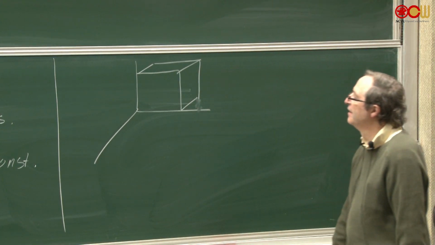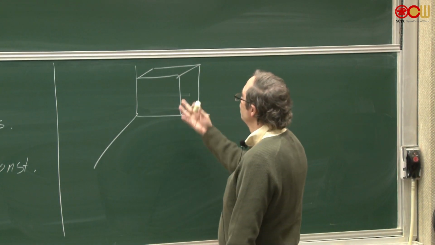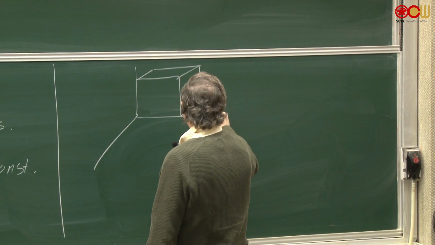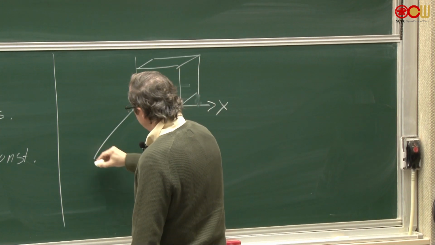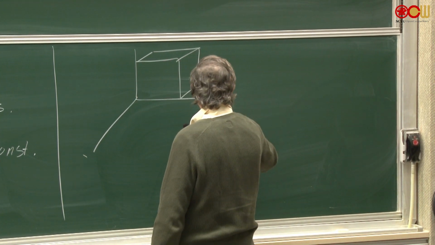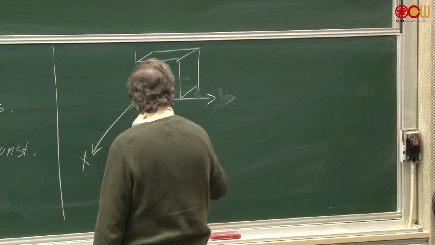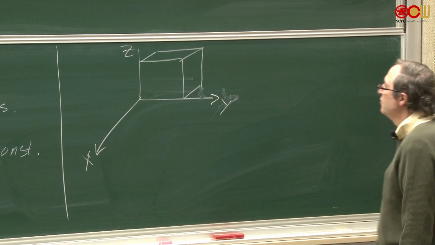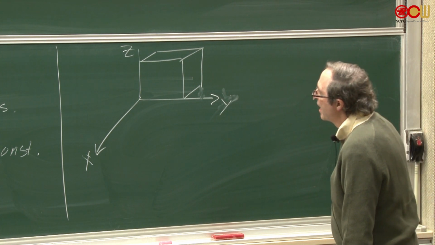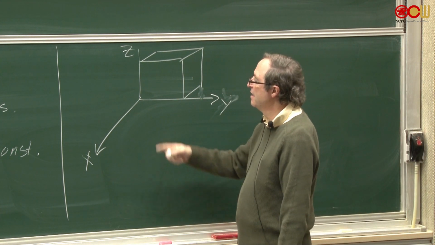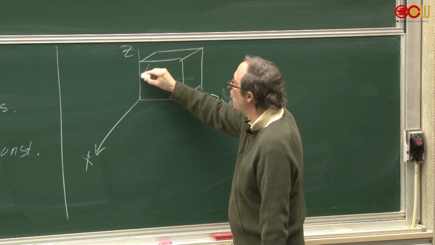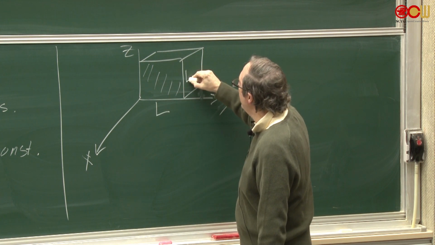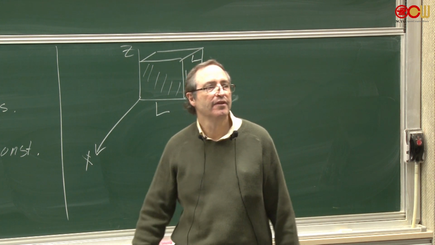A cube sitting in space. Let's call this the x direction. No, we usually call this x, y, and z. All right? So we're going to do that. And I'm going to look at the particles hitting this wall. So this is an L by L by L cube.